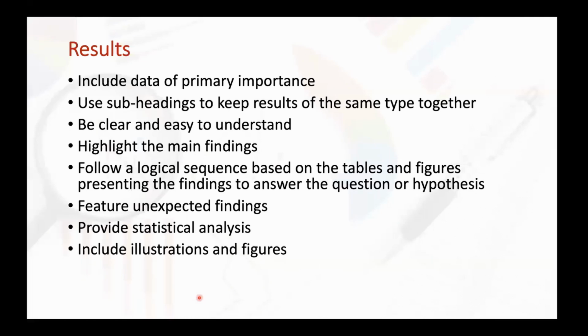Okay, and you always feature the unexpected findings also in your result, and then provide statistical analysis to interpret your result, and include high quality illustrations and figures. And when you do an illustration or photograph, you just check the journal guidelines, and every journal may have set up the guidelines for preparing the color photographs and figures. You follow that. For example, as far as I know, many of the journals insist that the photograph must be of 300 dpi or 600 dpi resolution. So you have to make that accordingly and prepare that accordingly.